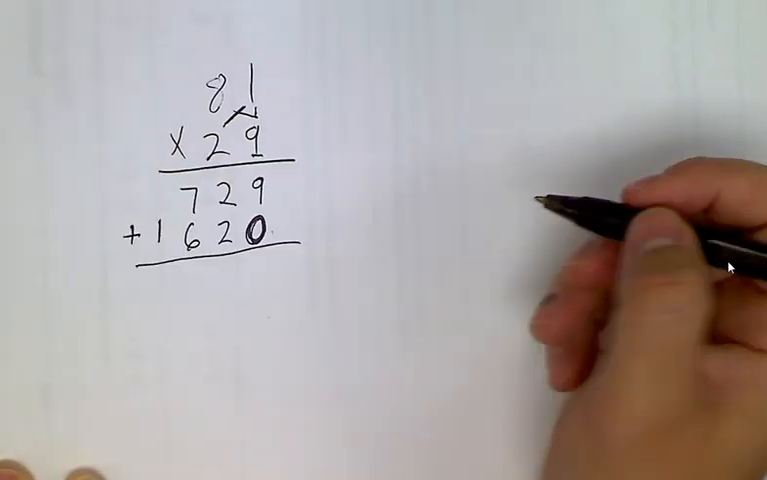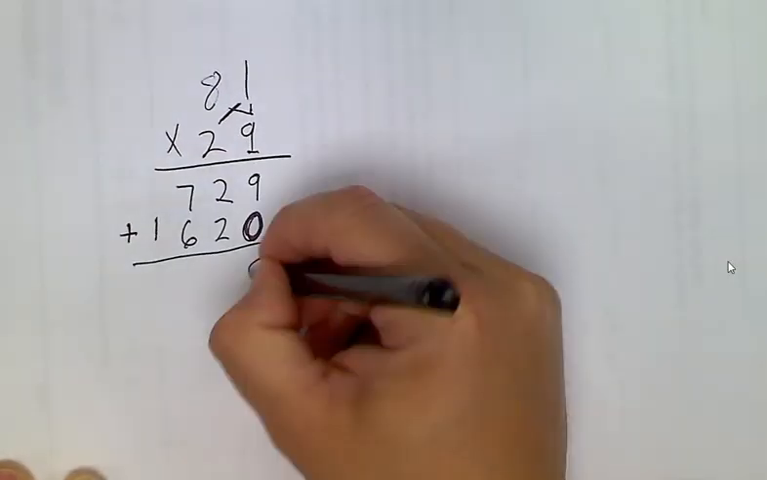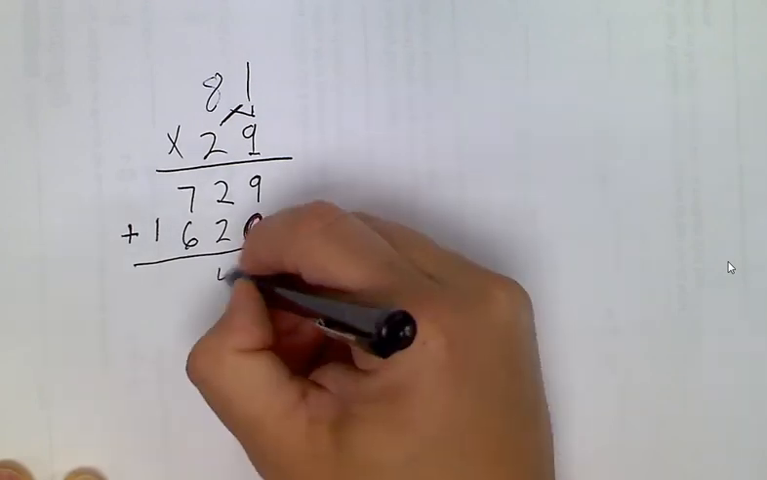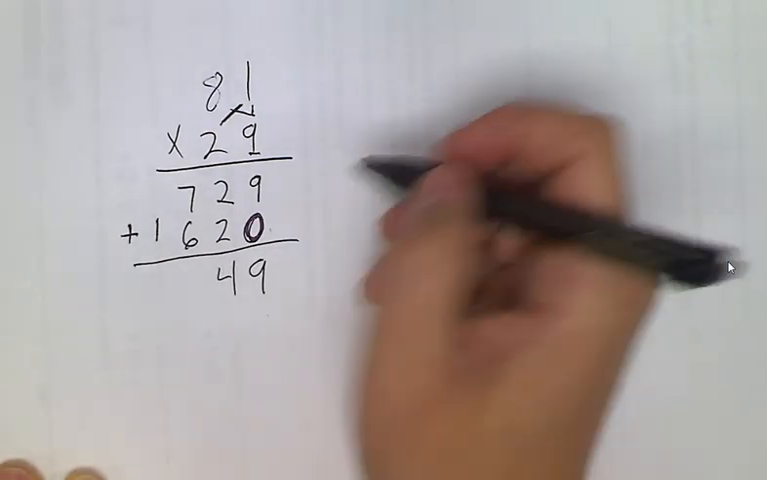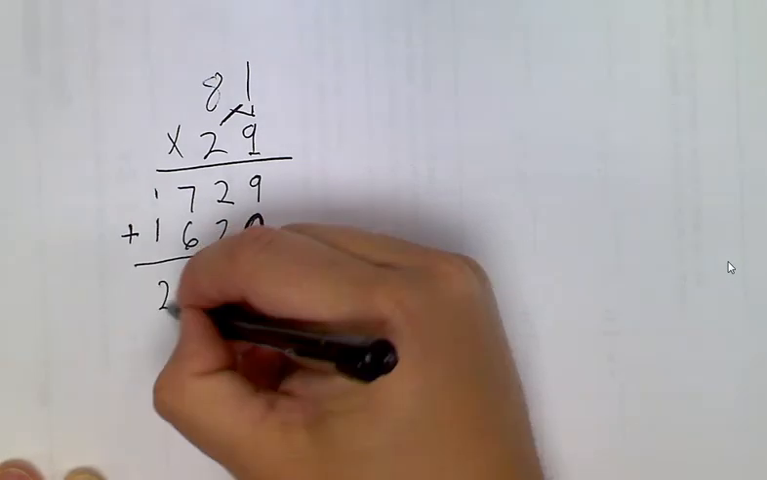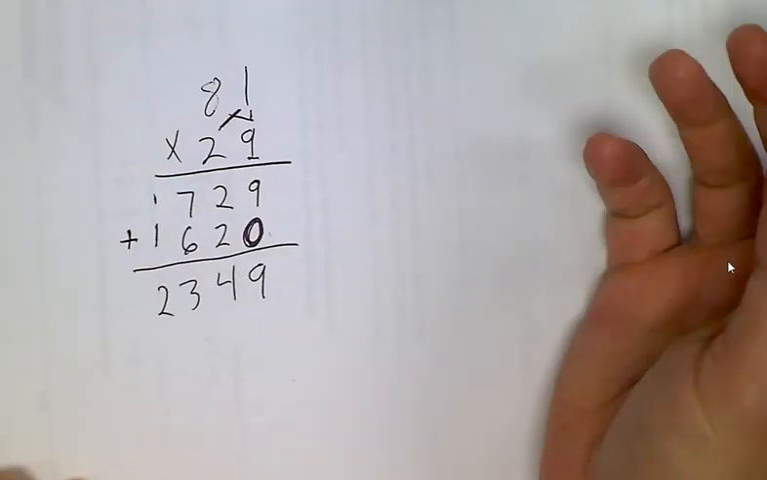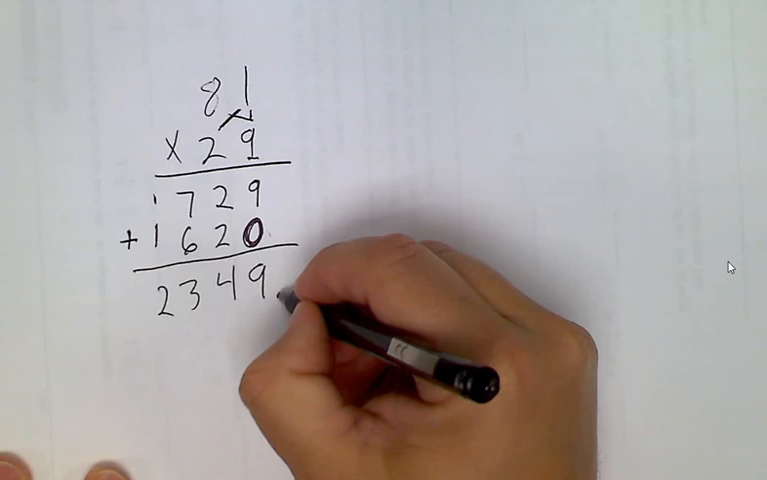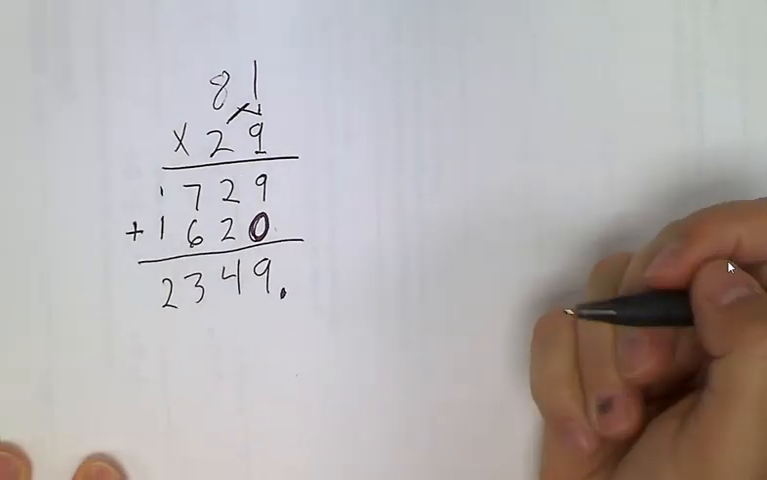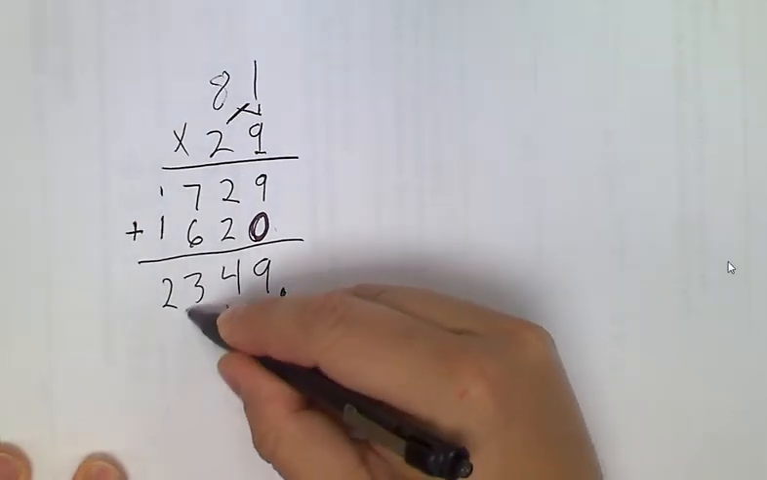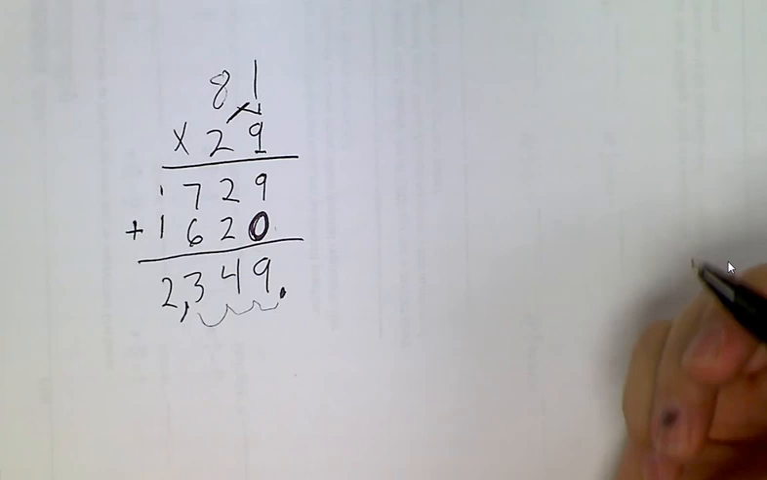So 9 plus 0, 9. And 2 plus 2, 4. 7 plus 6, 15. And then, of course, make sure you always put commas in their correct place. So we'll start at where the decimal would be at the end here, and we'd go 1, 2, 3 over. So there's our comma right there, 2,349.